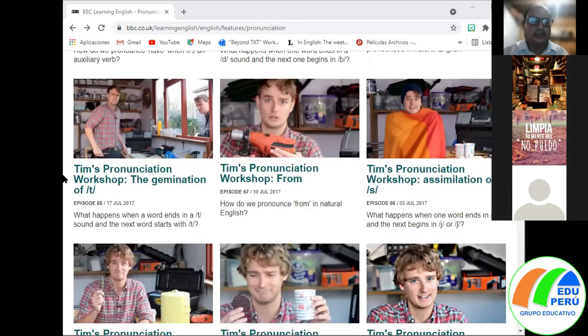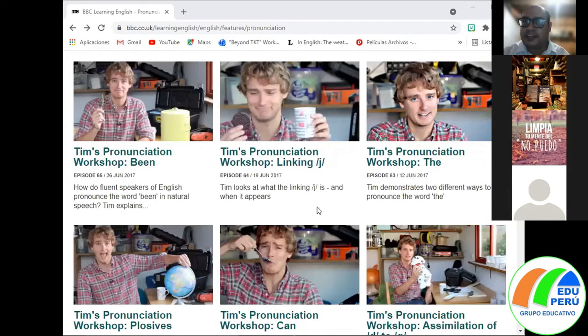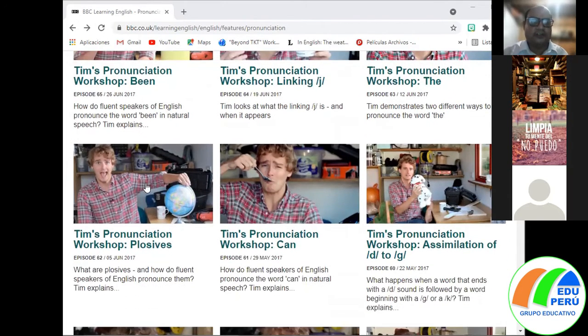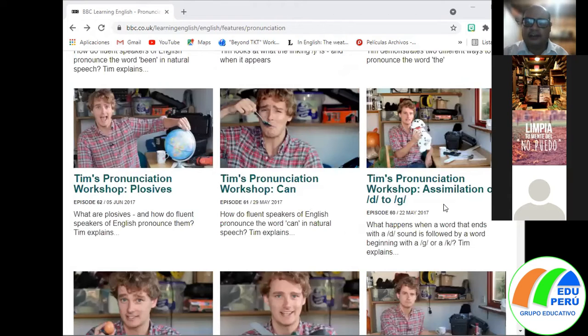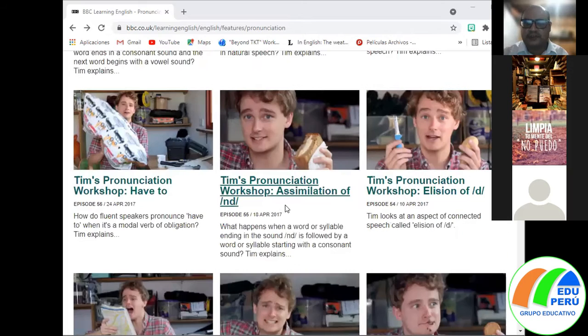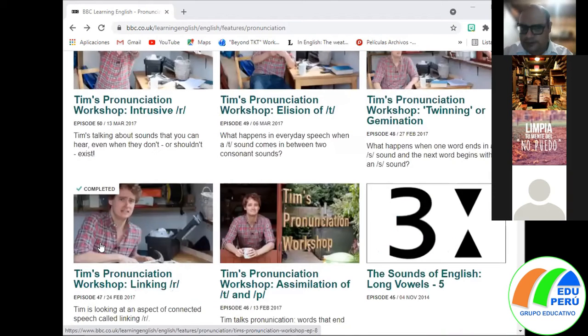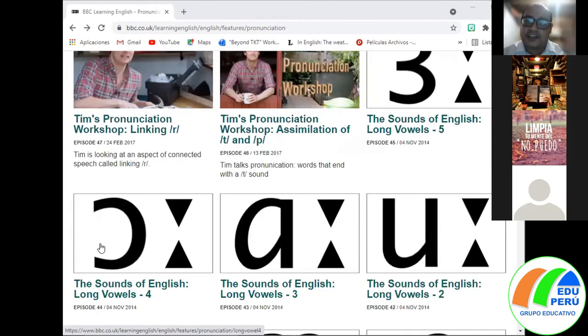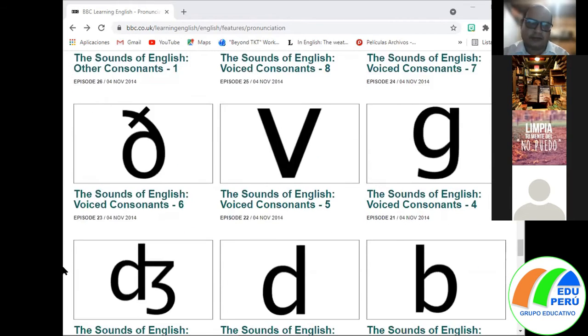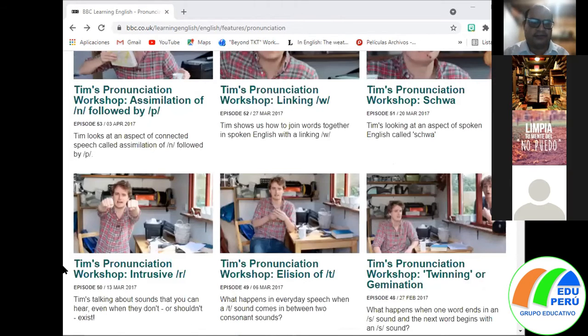Assimilation of s, ben, linking. Notice this is another process, another feature of connected speech, linking. The article, how do you need to pronounce the article? Plosives, can, assimilation of da to ga, consonant vowel linking, pronunciation of was and where, and the conjunction have to assimilation. So notice you have a lot of videos here to watch, and then you have the sounds in isolation, how to pronounce the different vowel sounds and also the consonant sounds. So let's start watching some of these videos, right?